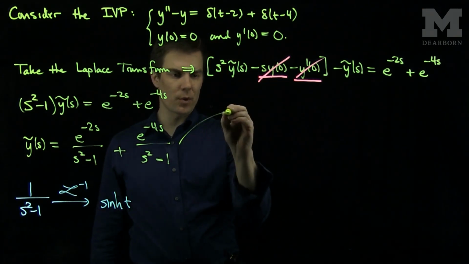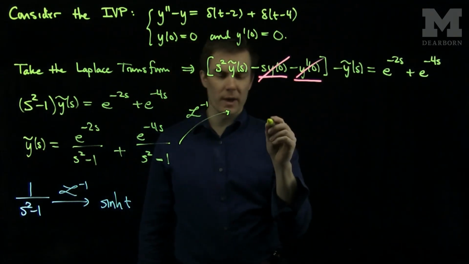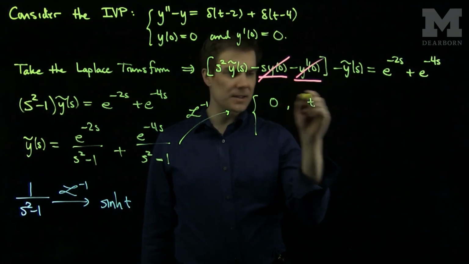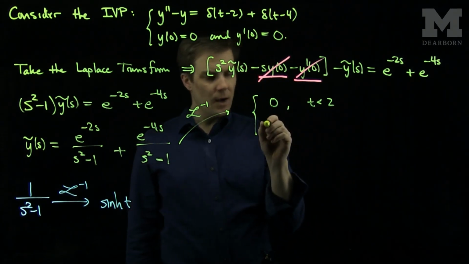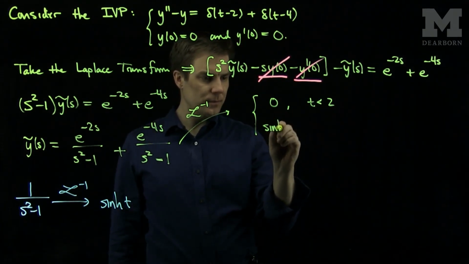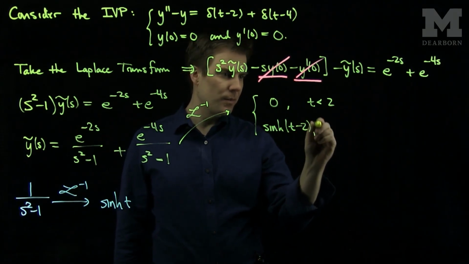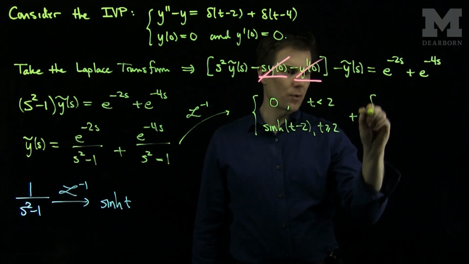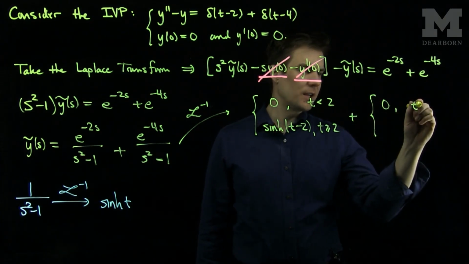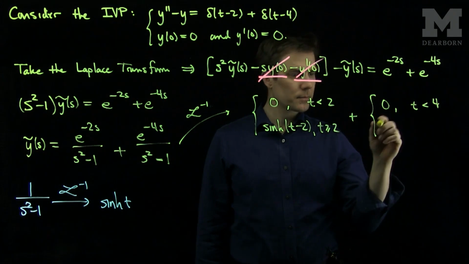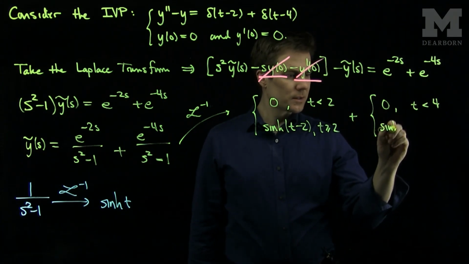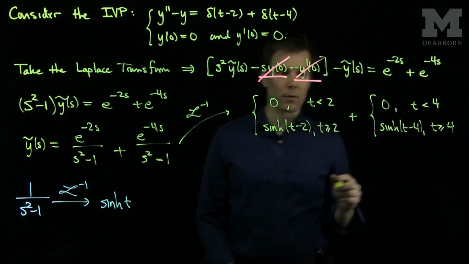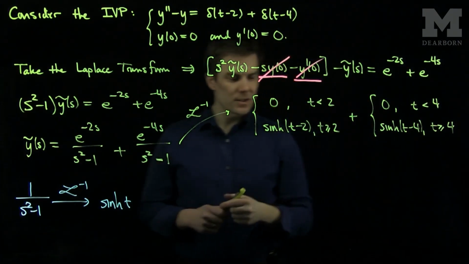I can use that in conjunction with our shifting rule to see that if we inverse transform y tilde, we will get 0 if t is less than the shift of 2, and then we will get sinh of t minus 2 if t is bigger than or equal to 2. The second term will inverse transform to 0 if t is less than 4, or sinh of t minus 4 if t is bigger than or equal to 4.